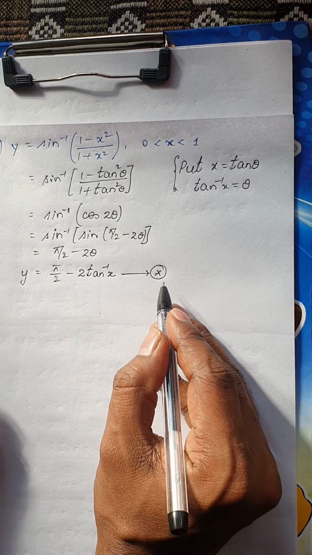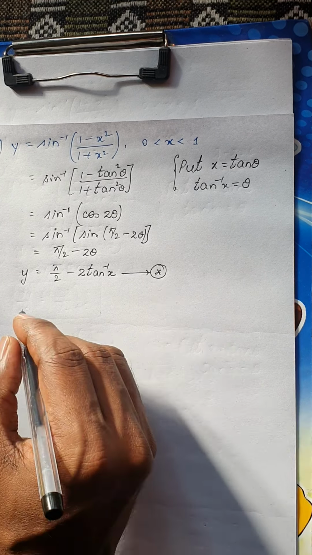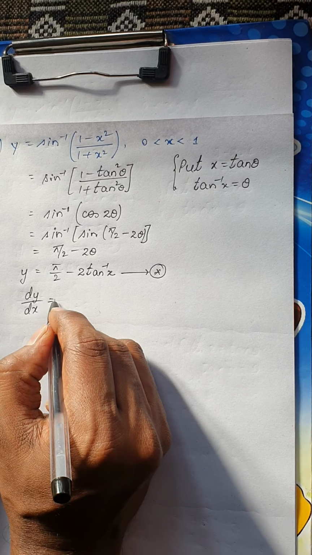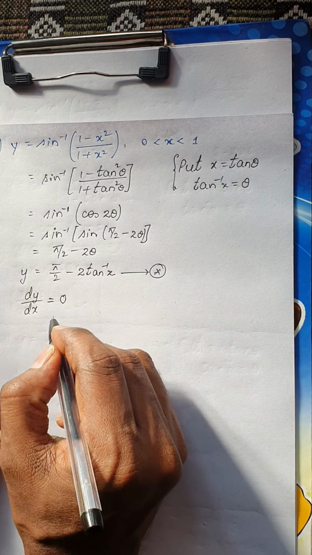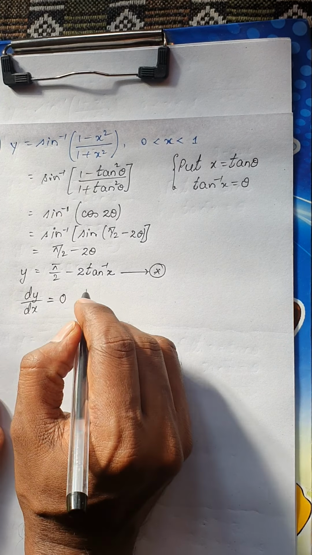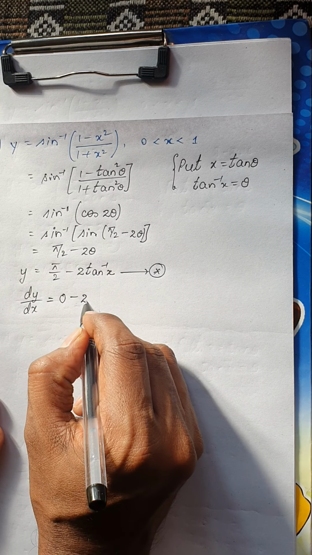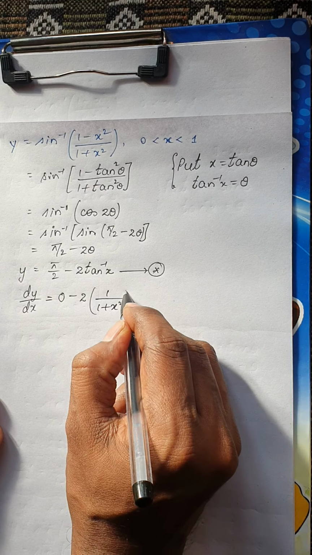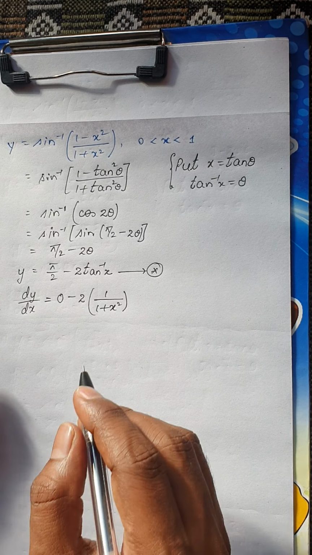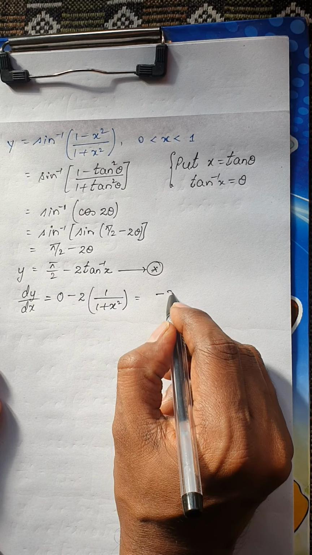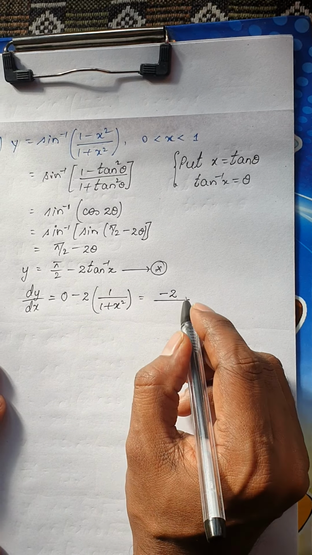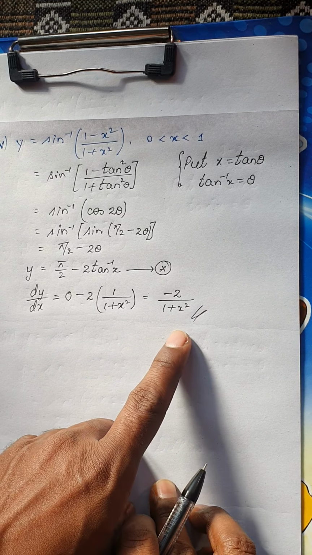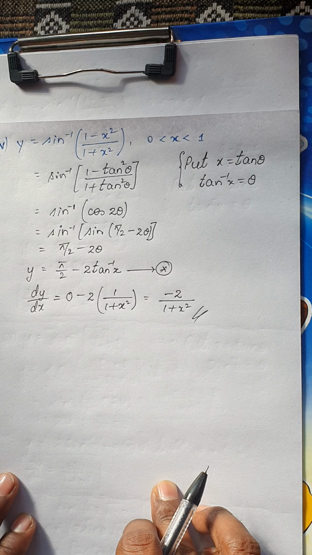Now if you differentiate this function with respect to x, the left hand side will be dy by dx. This is nothing but, what is the derivative of pi by 2? Pi by 2 is a constant, its derivative is 0. Okay, minus 2 into, now what is the derivative of tan inverse? We know the derivative of tan inverse is 1 divided by 1 plus x square. So finally its result will be minus 2 into 1, that is minus 2 divided by 1 plus x square. So this is the derivative of the above given function.